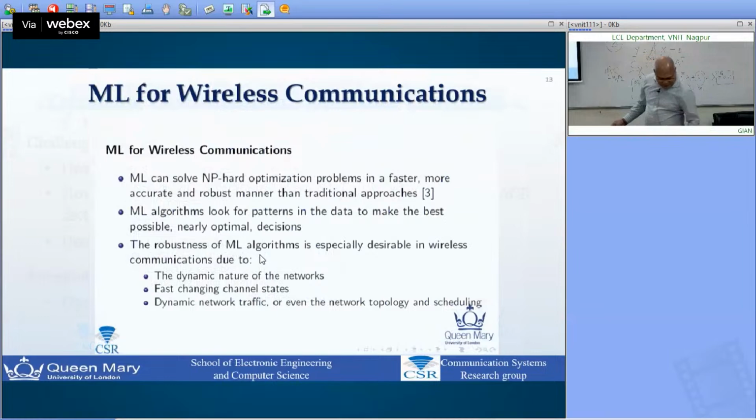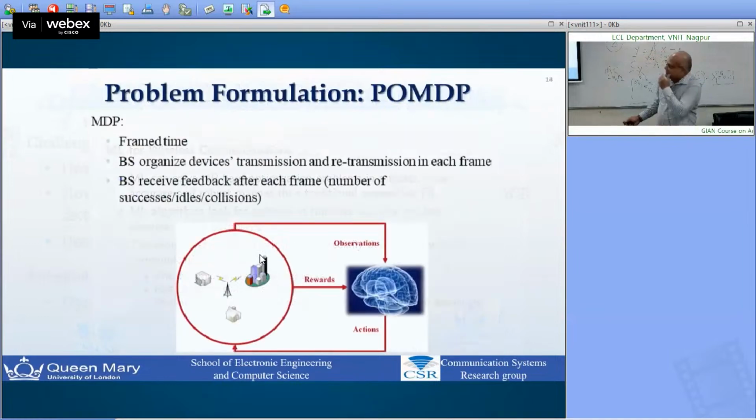So how are we going to use machine learning here? This is the problem we have: a partially observed Markov decision process, not fully observed. Partially observed because we don't have full information. It is a Markov decision process because we have every frame, and when you have every frame, we are going to have a state.